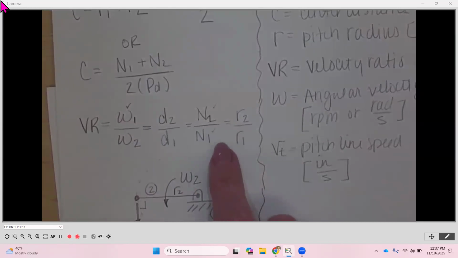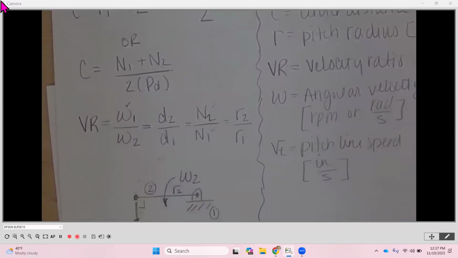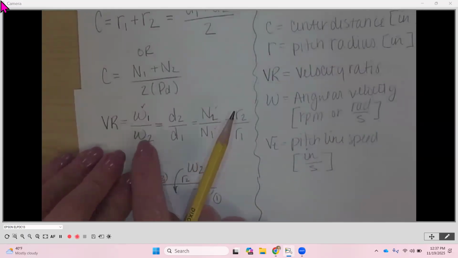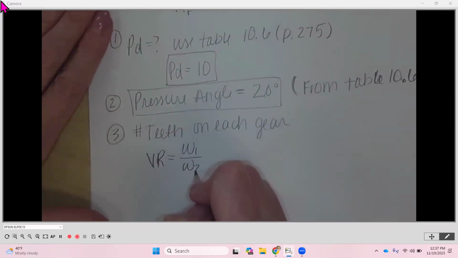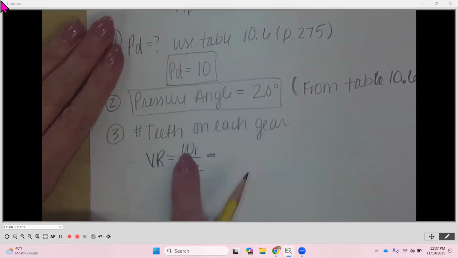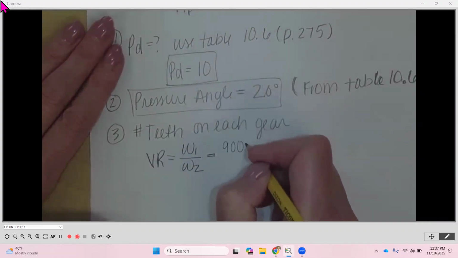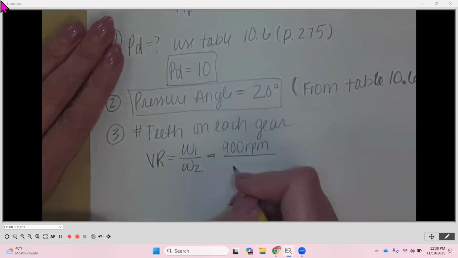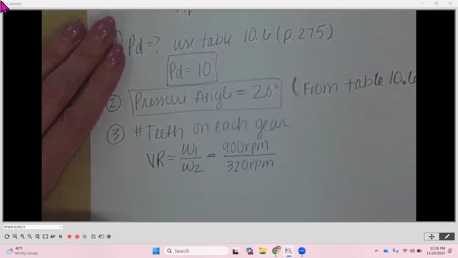But because we don't know the number of teeth yet, we can't determine the diameter. We can't determine radius. So really, this is where we're going to start. So let's calculate our velocity ratio using the angular velocity of the pinion divided by the angular velocity of our gear. Now, this is a ratio, so we're going to have the same units top and bottom. We know from our problem that the pinion, the input, is going to be going at 900 RPMs, and that the gear is going to be going at 320 RPMs.